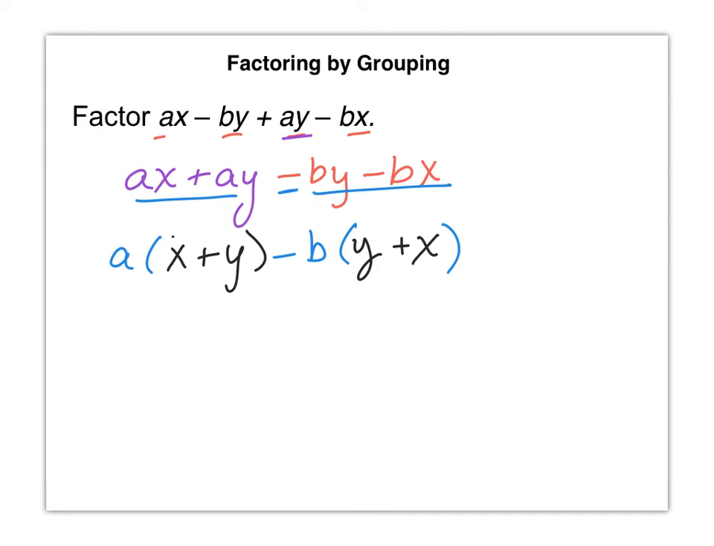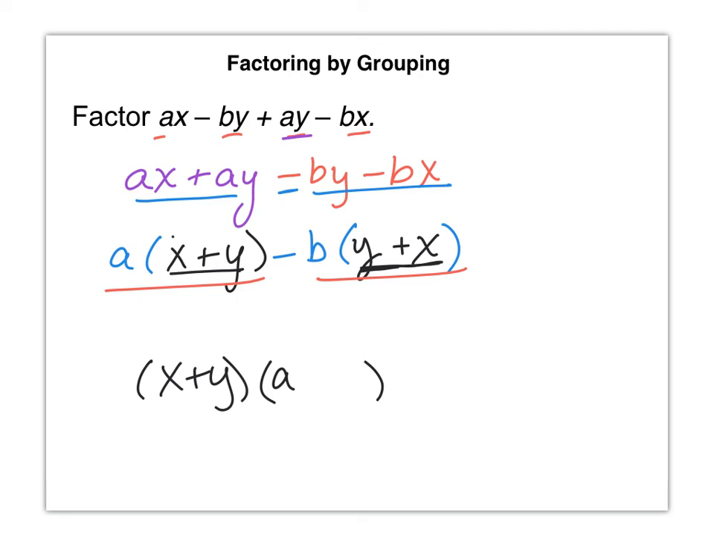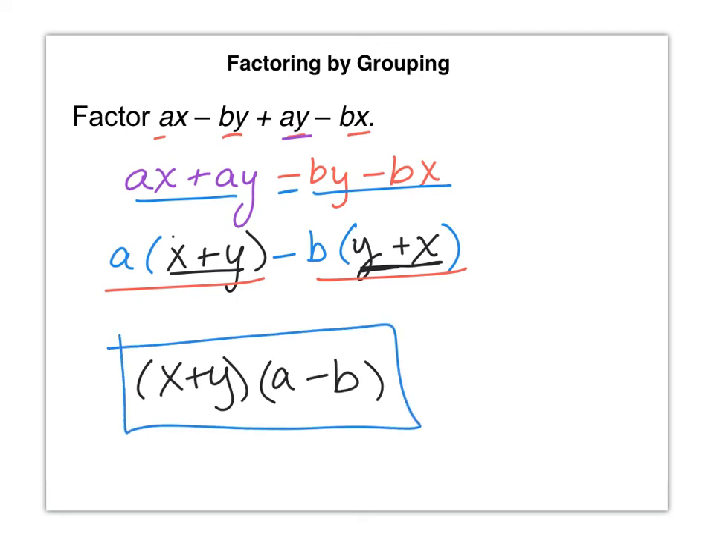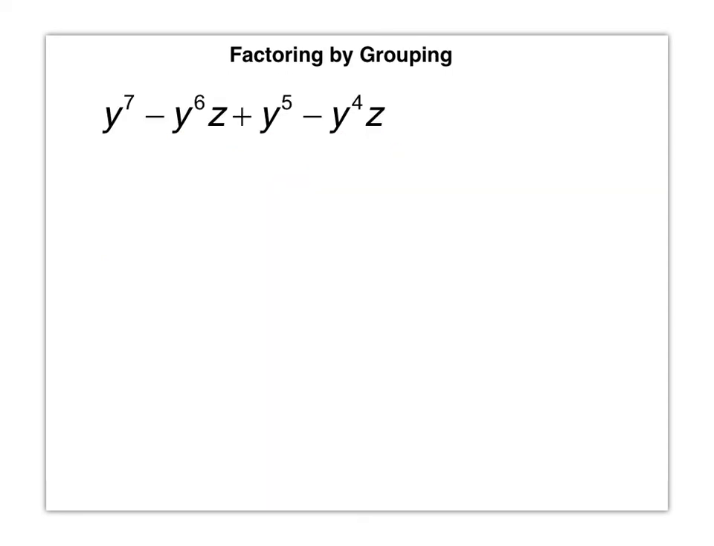So now looking at these 2 larger groups, the first group and the second group, notice that they do have a common factor of x plus y. So x plus y is one factor, and then the other factor is, if you take the x plus y out of this group, you'll be left with an a, and take the x plus y or y plus x out of the second group, you're left with a minus b. So this is our final answer in factored form.